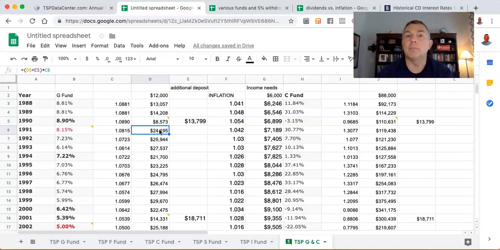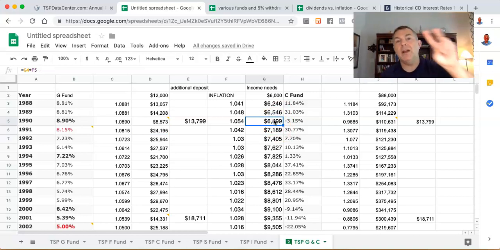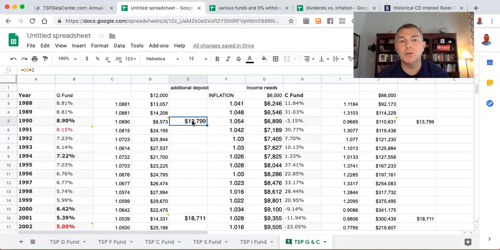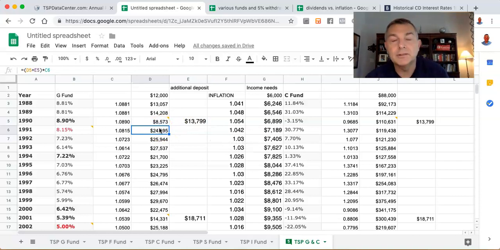That's confusing, I get it, but think about it. You ended the year with $8,573. You say, oh man, that's not going to do it because I need $6,899 the following year. But I need to have 2 years covered at all times in the first bucket. So I'm taking $6,899, timesing that by 2, which gives me $13,799, and then I'm going to add it to the G bucket, or in this case, the first bucket.